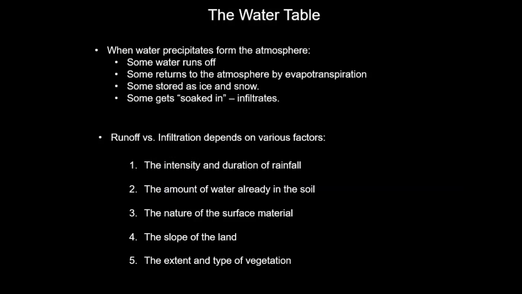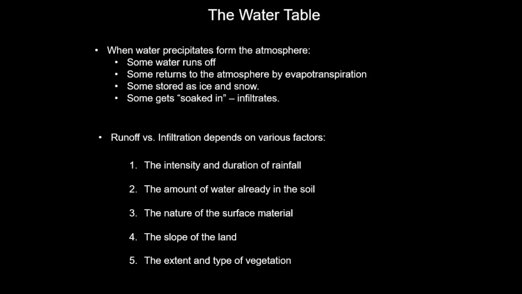So when water precipitates from the atmosphere, it can either become runoff, it can be stored as ice or snow, it can return back to the atmosphere by evapotranspiration, or it can either infiltrate or percolate as it gets soaked in through the soils, and if it infiltrates, all the way down through the rocks. Whether the water does one or another thing is highly dependent on many factors, which we already looked at a little bit in the lecture for the last chapter.